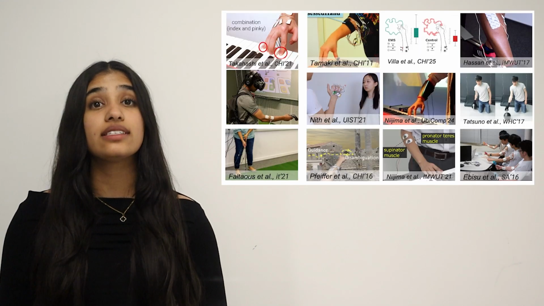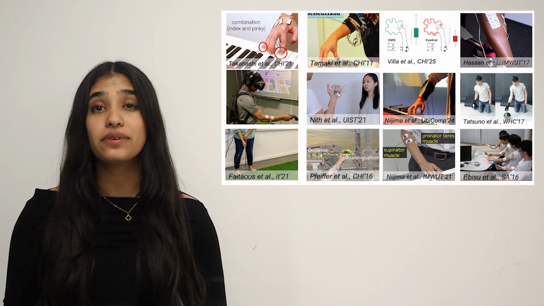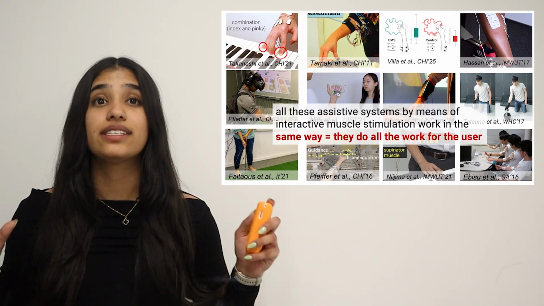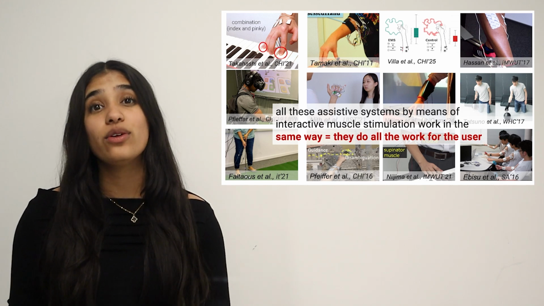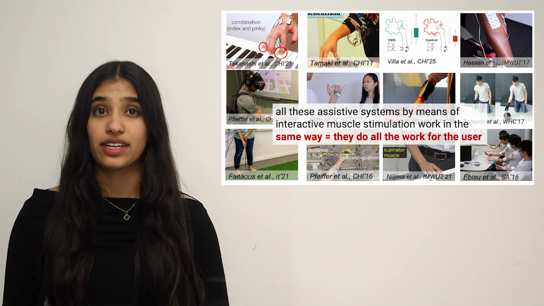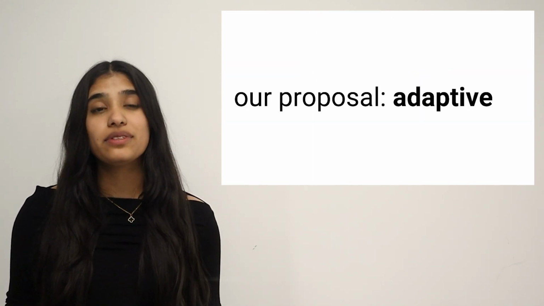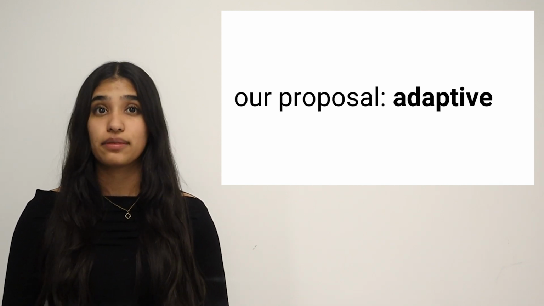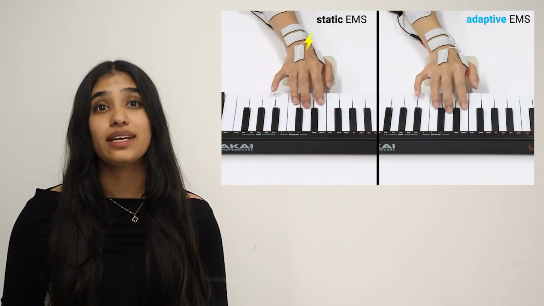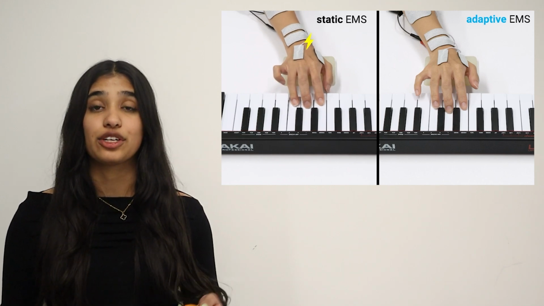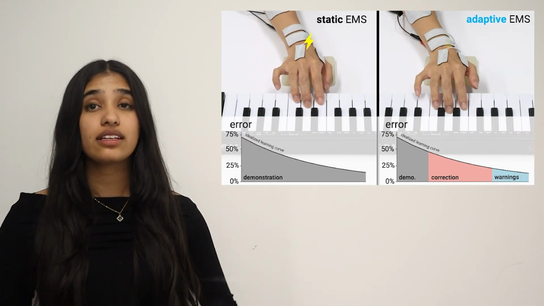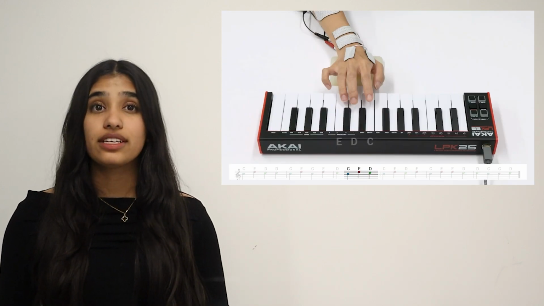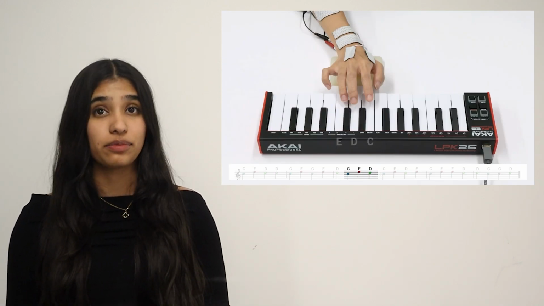When we see how these assistive systems help their users, we realize one commonality in their design. They all operate in the same way, meaning they all do the work for the users by demonstrating. We propose a different strategy, where the system adapts as the user gets better at learning. So instead of only demonstrating the correct melody, as seen here on the left, the system adapts to the user's learning. And we do this by tracking the errors during the learning process.